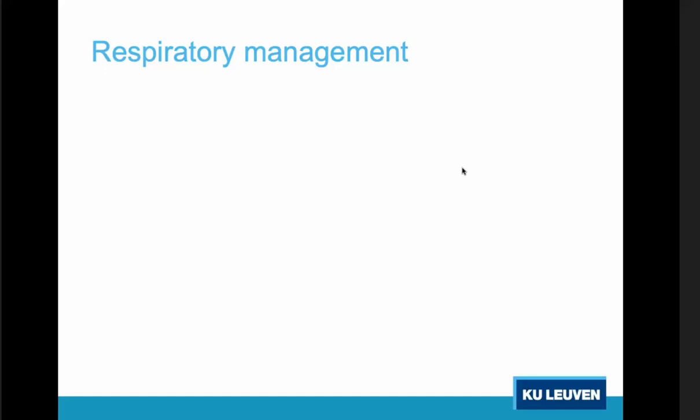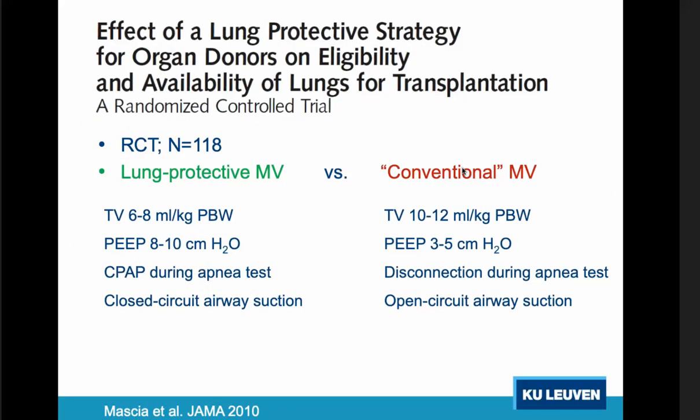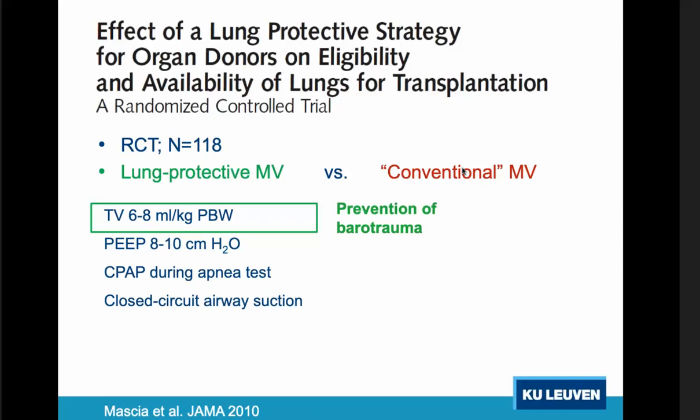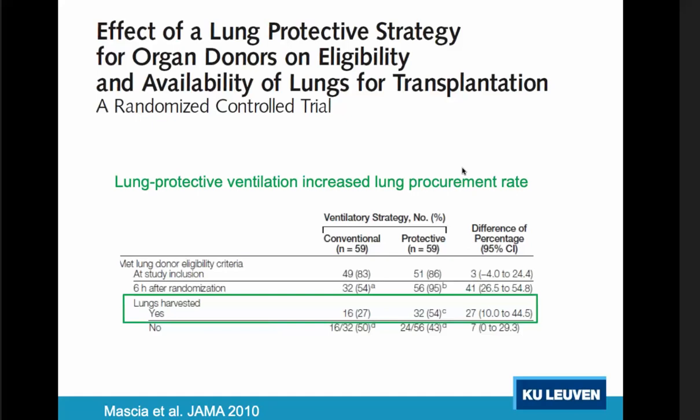Then the respiratory management of brain-dead organ donors. In fact, brain-dead organ donors are prone to alveolar damage for several reasons, because of ischemia reperfusion injury, mechanical injury, inflammatory damage, among others. And lung protective ventilation is important in these patients, as in many other patients. And this is confirmed by a randomized controlled trial. In this trial, conventional mechanical ventilation with high tidal volumes and low PEEP was compared to lung protective ventilation with lower tidal volumes, a higher PEEP and other maneuvers to prevent de-recruitment, and this led to an increased lung procurement rate. So it was beneficial for the number of lung donors.